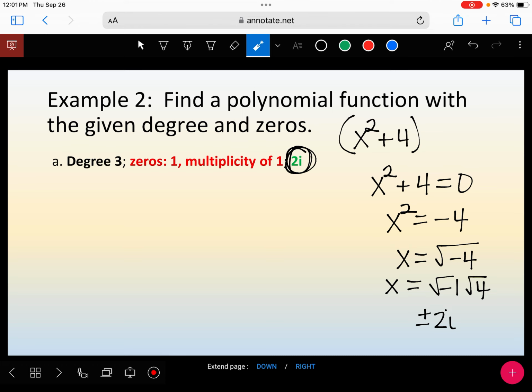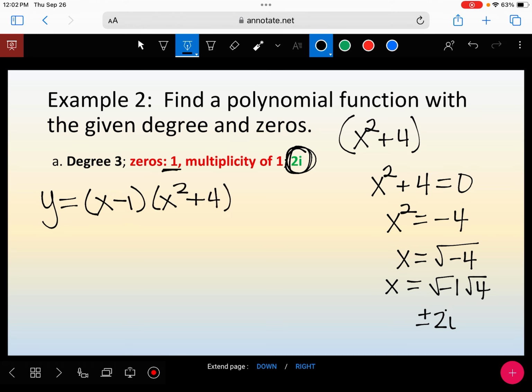So our factors that we need to multiply together to get our third degree function: I have a 0 at 1, so what would be my factor? If my 0 is 1, what am I going to put inside the parentheses? x plus 1 or x minus 1? All right, x minus 1. And then we have to multiply that by x squared plus 4. FOIL, distribute, whichever way you want to. Multiply those together to get your third degree function.